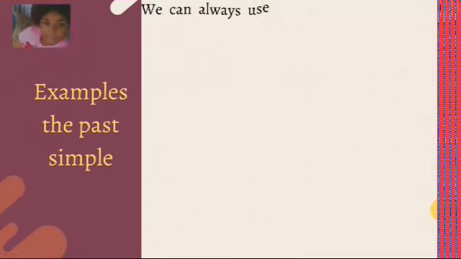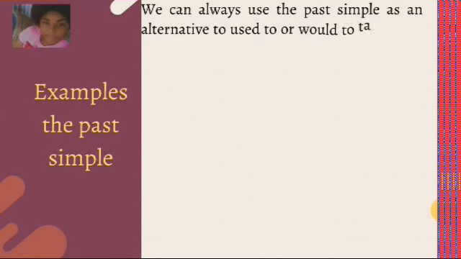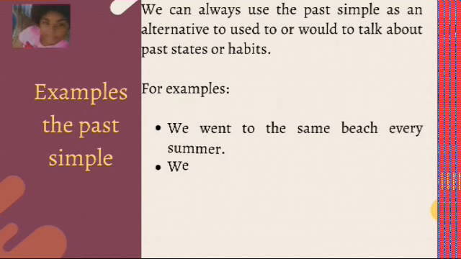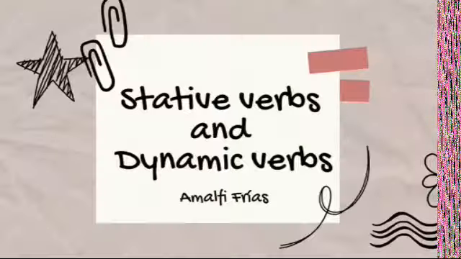We can always use the past simple as an alternative to "used to" or "would" to talk about past states or habits. For example, we went to the same beach every summer. We used to go to the same beach every summer. We would go to the same beach every summer.